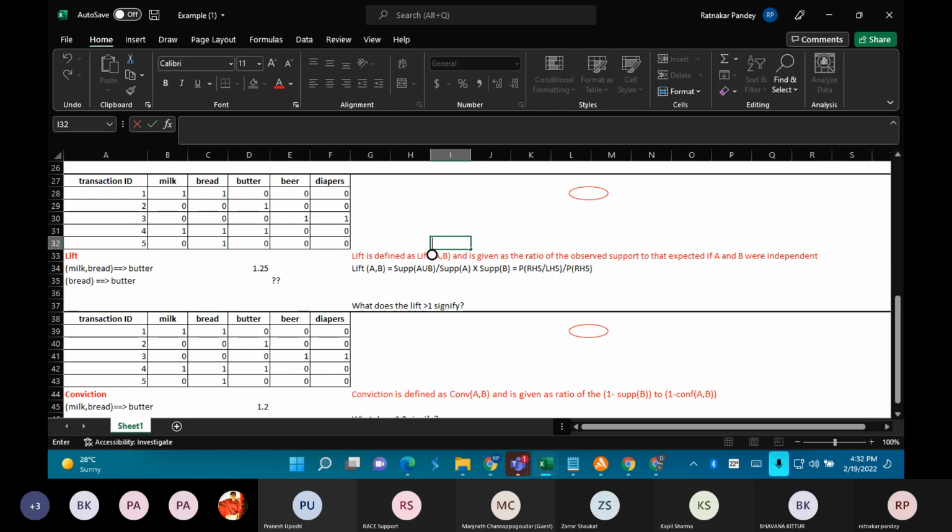I'll take a pause here again. We'll do the example, and then I'm going to give you the case as well. But I hope these three things are clear. Support is pure frequency. Confidence is, if this has happened, what is the probability the next event is going to happen? Lift is whether they are favorable, independent, or unfavorable to each other.